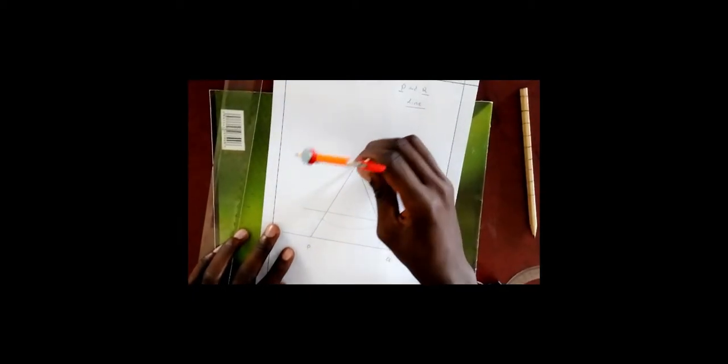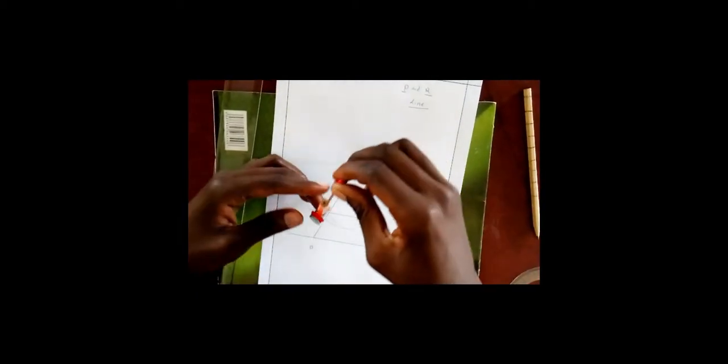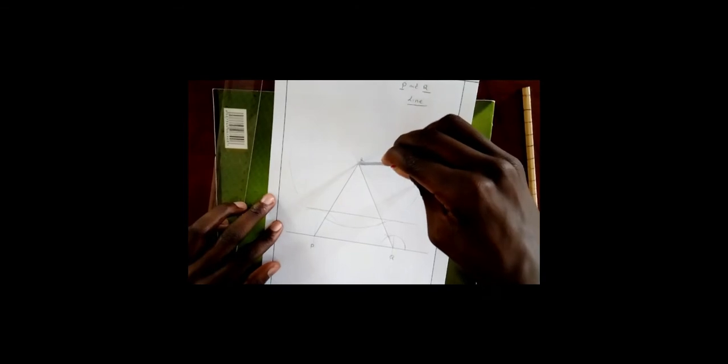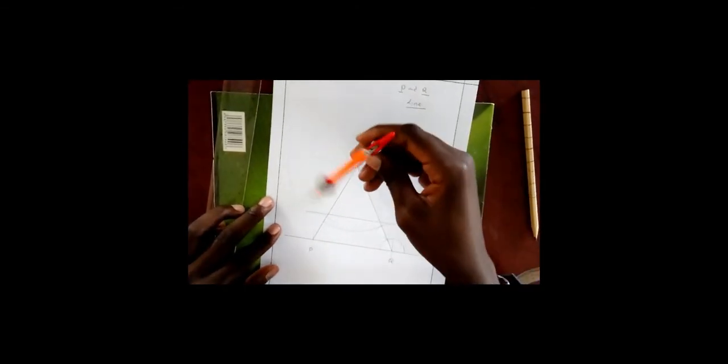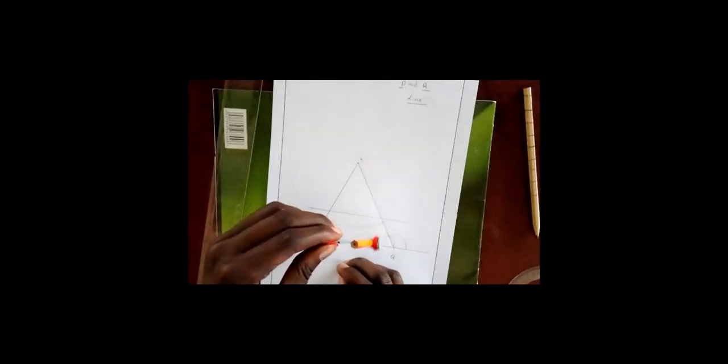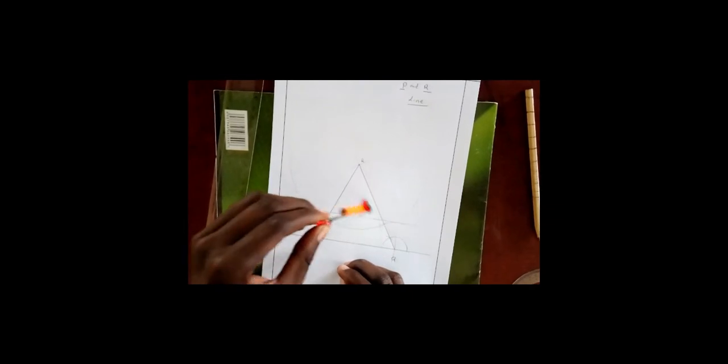So you can start from either side. So I can either start at P and open my radius to more than half. So this is more than half. Then I'll strike an arc this side. I'll also strike an arc on the other side. So without changing the radius, I'll also go to P and do the same. So I'll strike an arc this side. I'll also strike an arc that side.